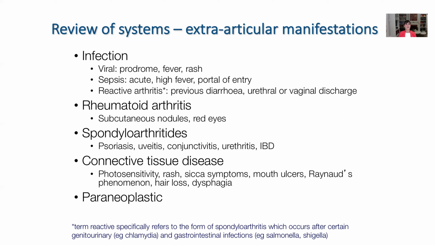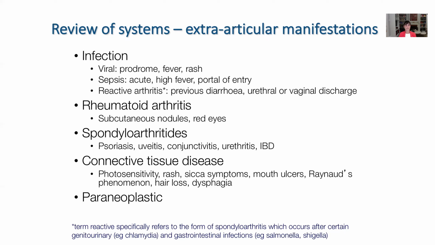Now, each different type of arthritis, and I've listed some here: infection, rheumatoid arthritis, the spondyloarthritis, connective tissue diseases, and paraneoplastic diseases, have associated extra-articular manifestations, which need to be sought on a full review of systems. For example, a viral infection may be associated with a prodrome of fever and rash before the onset of arthritis. Sepsis may be associated with a very acute onset of high fever, very severe joint pain, and there may be a history of a portal of entry of infection, for example, a wound elsewhere on the limb.